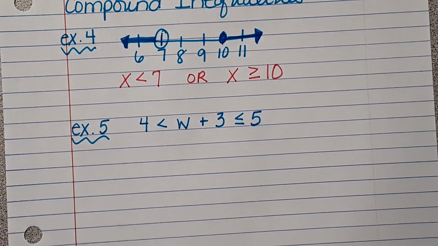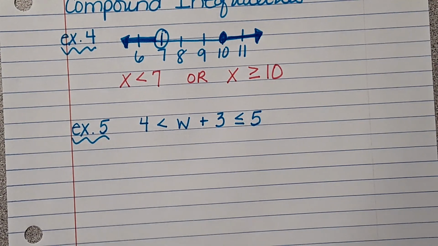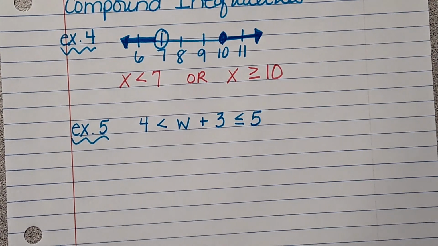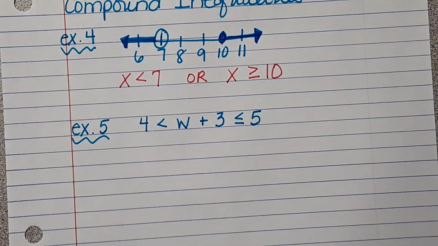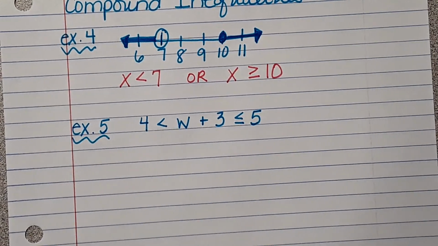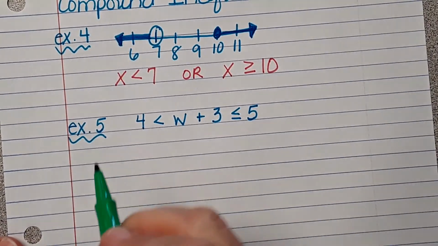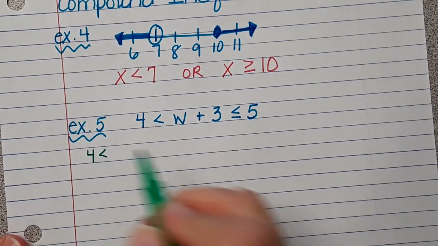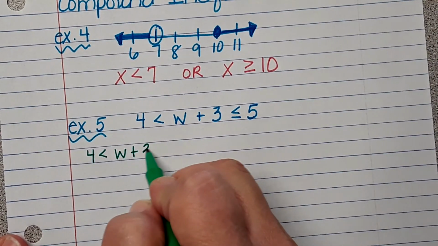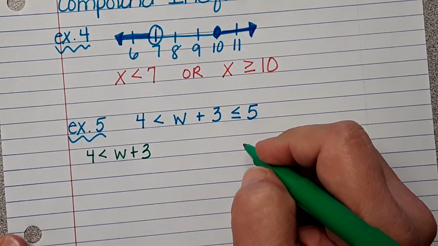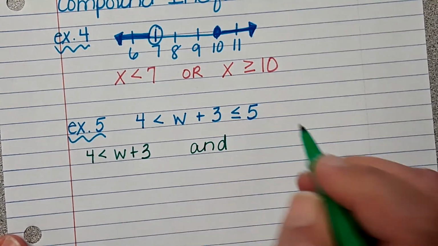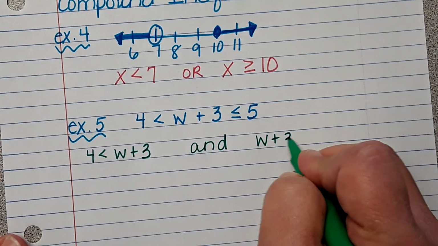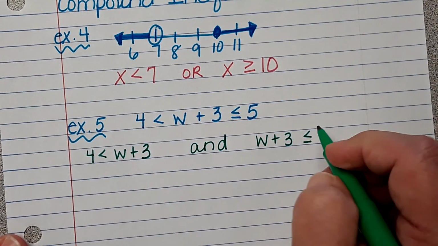Okay, stop. Please. Okay, you ready? See how W plus 3 is in between the two inequalities? So we're going to have two problems. So we're going to have 4 is less than W plus 3. And W plus 3 is less than or equal to 5.